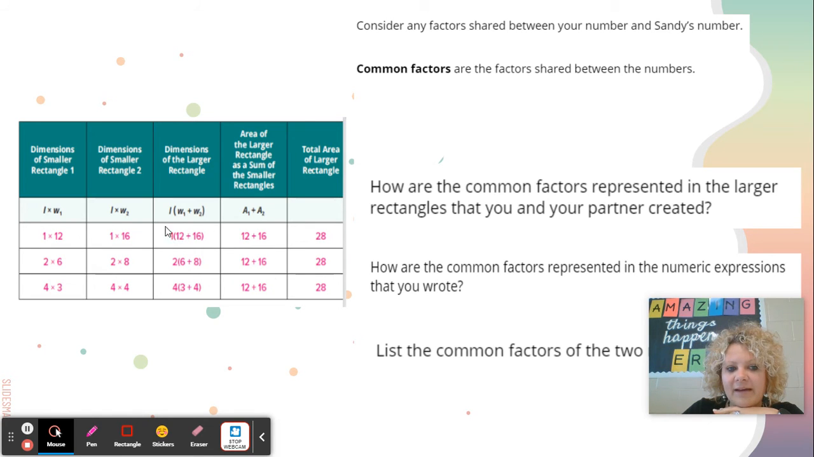So it's showing here that the factors that were brought out, 1, 2, and 4, were the ones in common in both of the rectangles. 1, 1, 2, 2, 4, 4. And those were all the numbers that were out here. And then in the numeric expressions, like I said, those are the ones that were out here. They were common, so that's the one that we factored out.